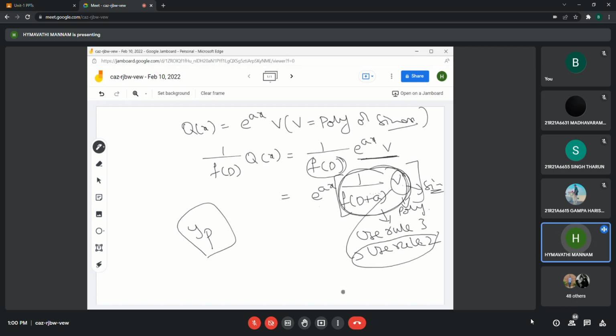So finally, write the complete solution. Writing the complete solution, you will get the 1 mark. So y is equal to yc plus yp, where yc is the complementary function and yp is the particular solution. So this is the rule 4.